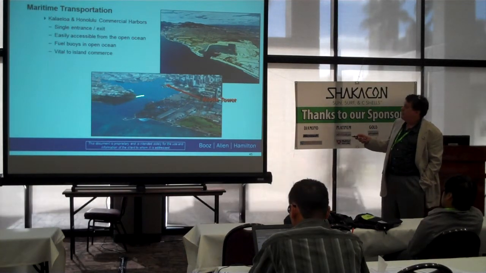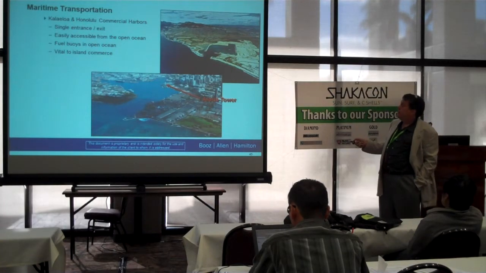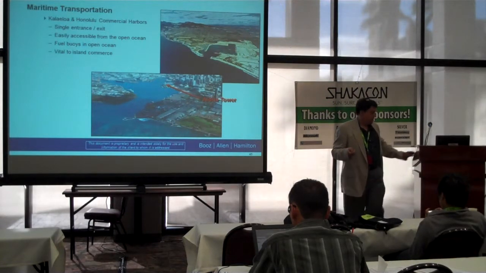So when I talked about single point failures, Campbell Harbor has one entrance, one exit. Honolulu Harbor has one entrance, one exit. In addition, Honolulu Harbor is a dredged entrance, so it has tremendous shallows on either side, so you don't have options for coming in depending on where the disaster happens. So it's a significant problem for us if something happens to one of those harbors.